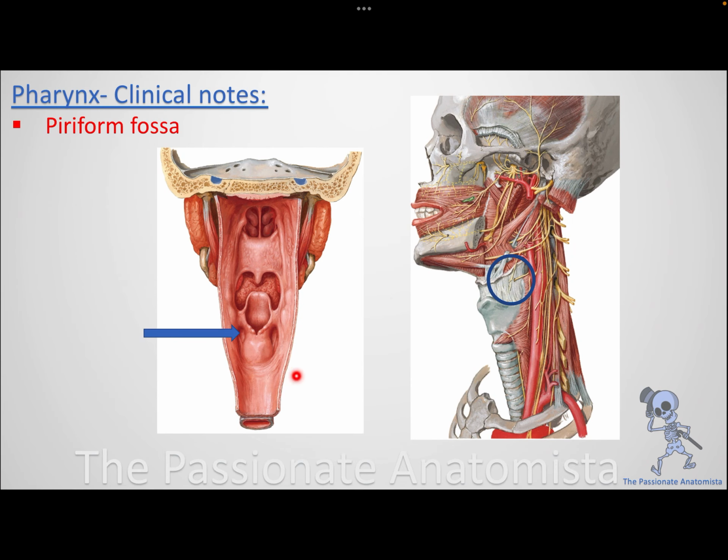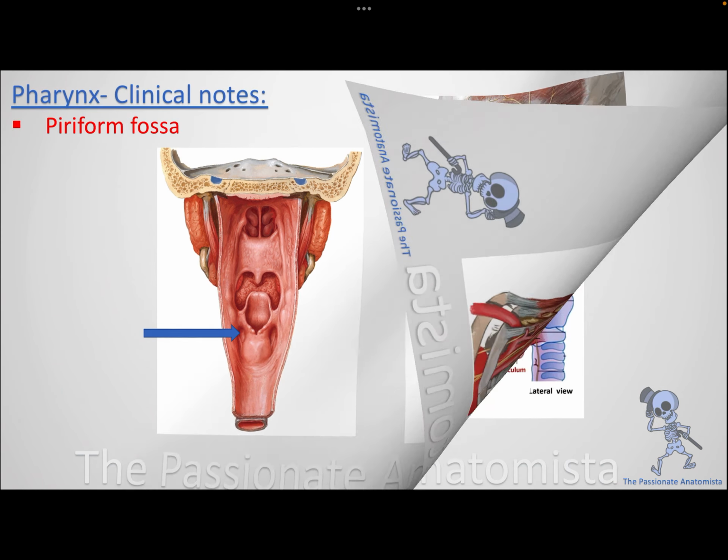Now, what would be the clinical notes? You guys need to know that the pyriform fossa, like we said previously, is a fossa on either side of the laryngeal inlet. It's important because the internal laryngeal nerve, as it pierces the thyrohyoid membrane to reach the larynx and supply structures in the larynx, has to come through the pyriform fossa. So it's a common area of lodging of food, like a fish bone, and there could be an injury here. And if that happens, the internal laryngeal nerve is going to be at risk.